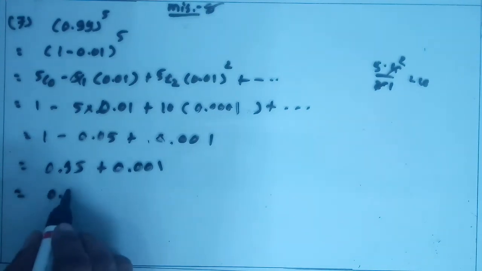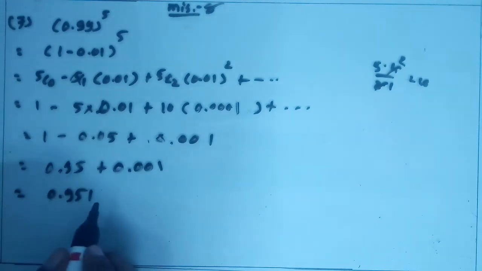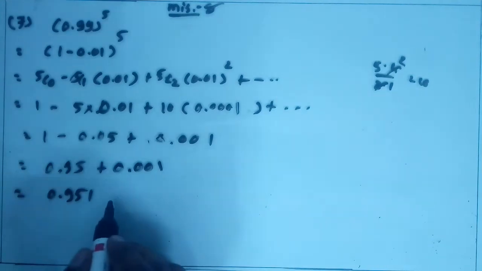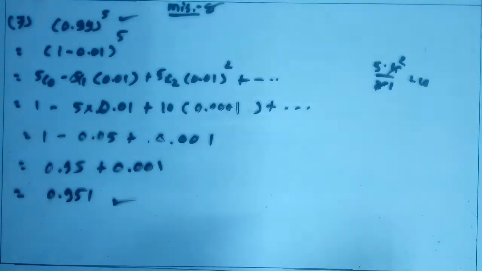Here we get 0.951. So this becomes the approximate value of 0.99 raised to 5. Clear?